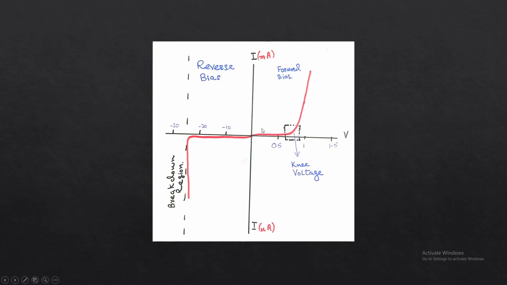If you observe, the current in the forward bias is in milliamperes, and in the reverse bias it's in microamperes. The voltages are 0.5, 1, 1.5 in forward bias, but for the reverse bias they are minus 10 volts, minus 20 volts, and minus 30 volts.